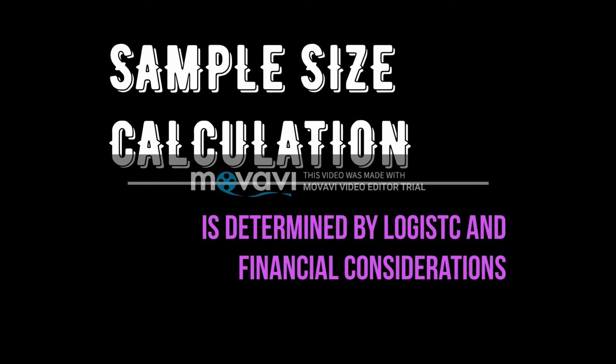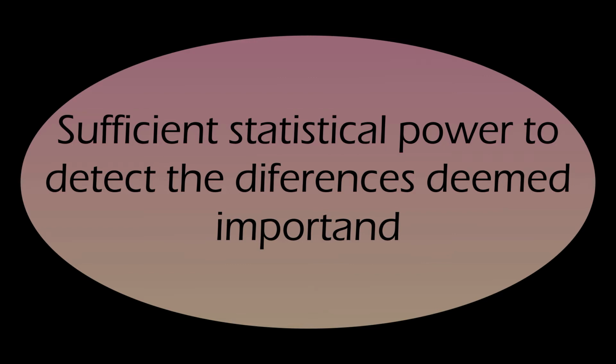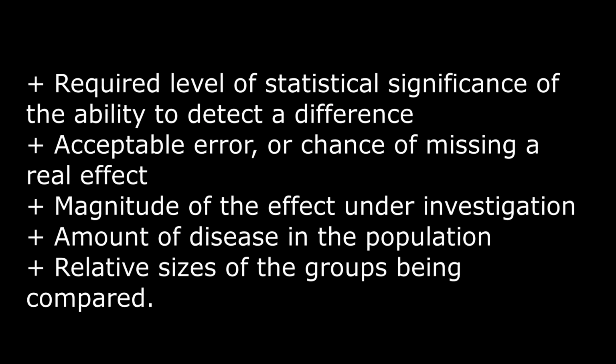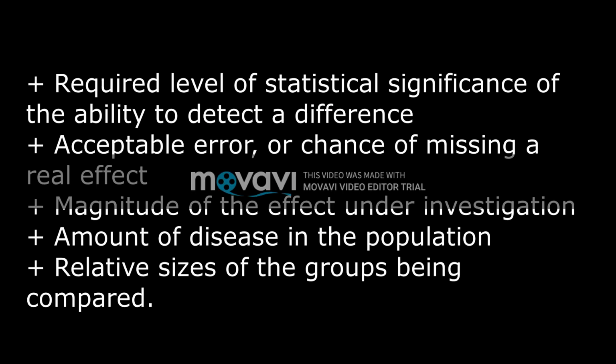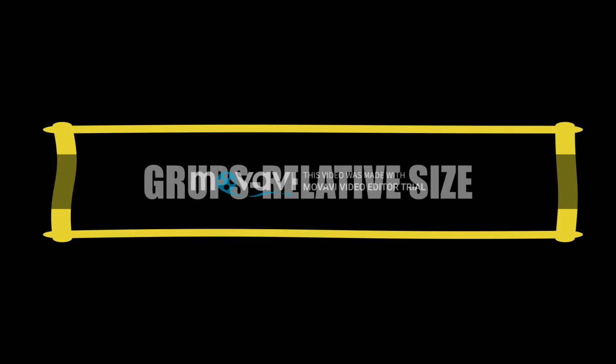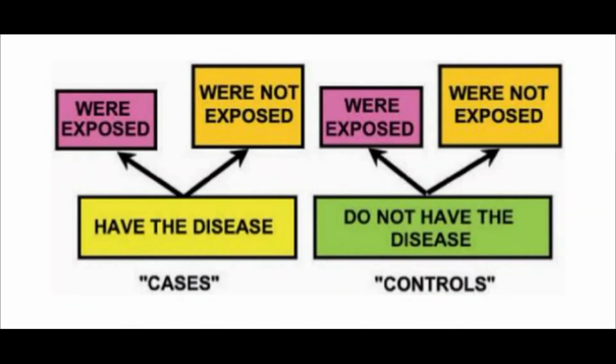The sample size must be large enough for the study to have sufficient statistical power to detect the difference deemed important. The following information is needed before the calculation can be done. The precision of a study can also be improved by ensuring that the groups are of appropriate relative size. It is important to ensure that there is sufficient similarity between cases and controls when the data are to be analyzed.